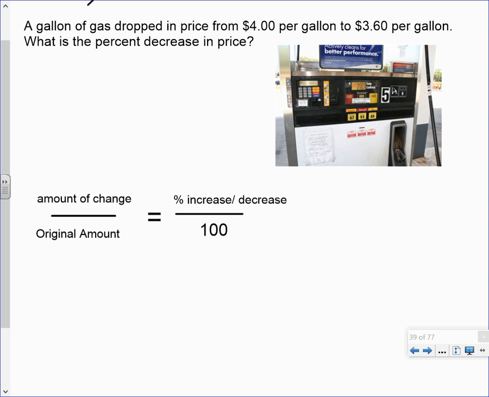What would be the original amount here? $4, huh? It went from 4, the original, to a new price of 360. So the original amount is on the lower left. So 360 on the lower left. 100's on the lower right without even thinking about it. That's a no-brainer. That's always going to be 100 because we're dealing with percent.